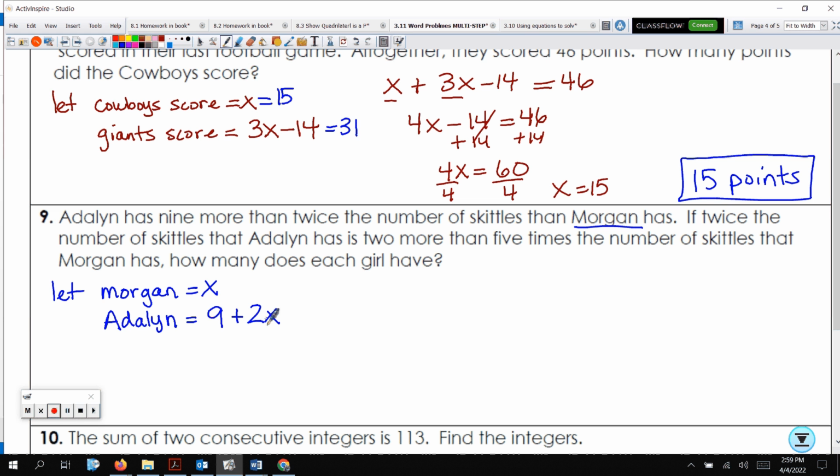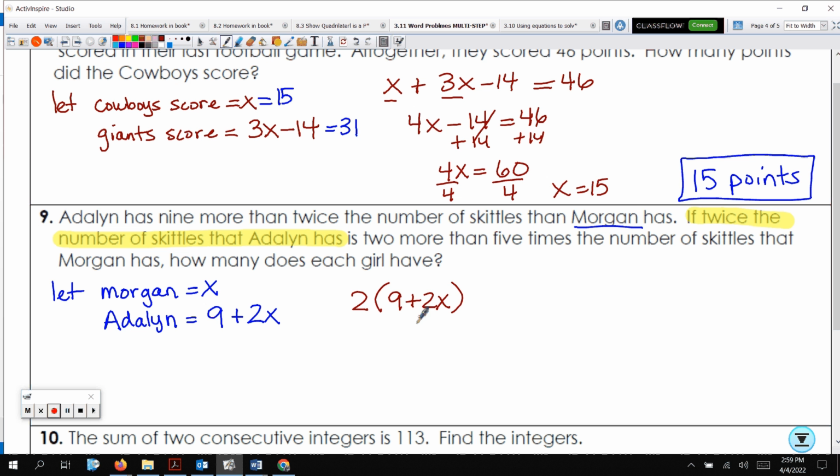All right, now what does it say? If twice the number of Skittles that Adeline has is 2 more than 5 times the number of Skittles that Morgan has, how many does each girl have? Wow, that is bananas, yo, bananas. All right, let's re-look at this. If twice the number of Skittles that Adeline has. Let's just look at what Adeline has. Adeline has 9 plus 2x. In order to get twice that, I'm going to multiply.